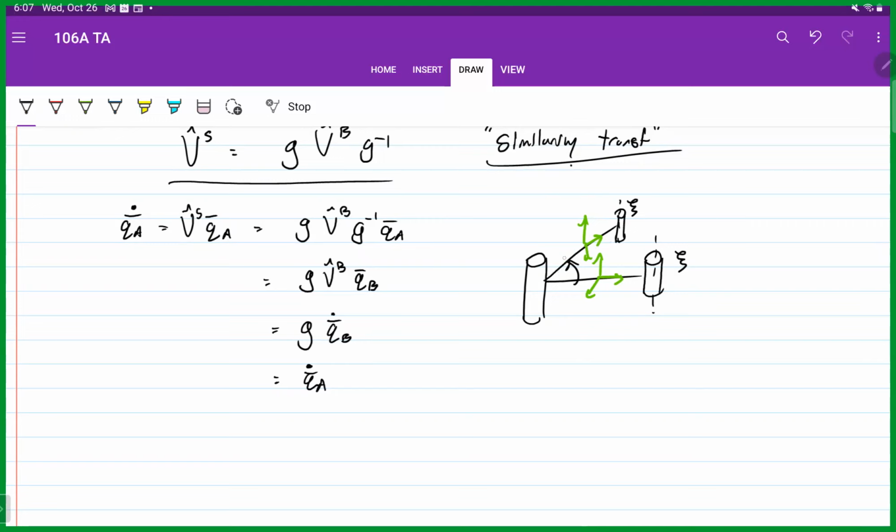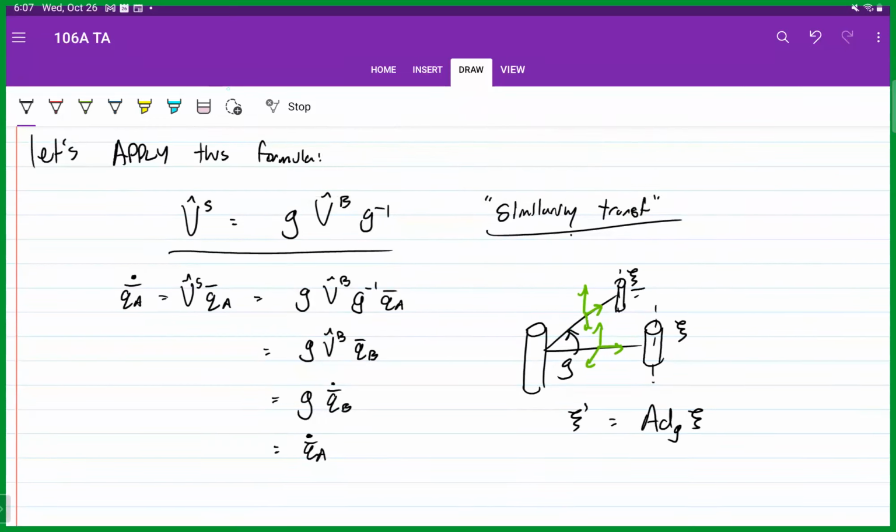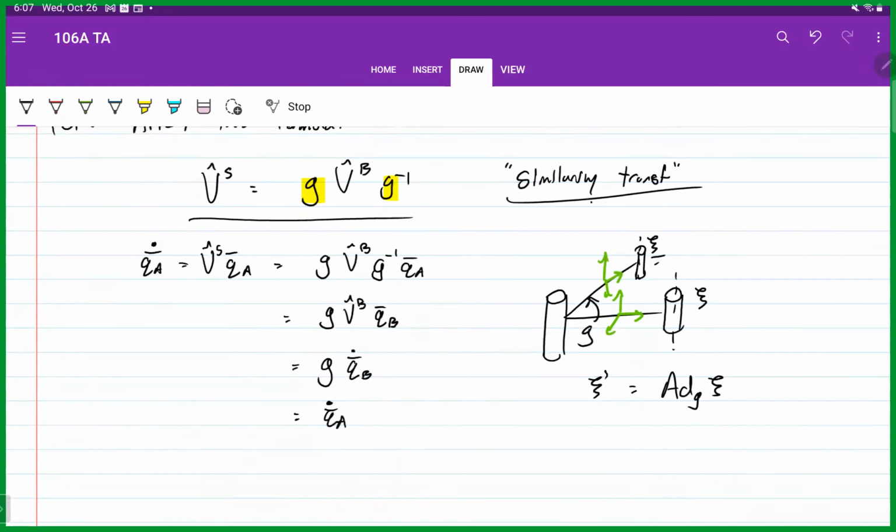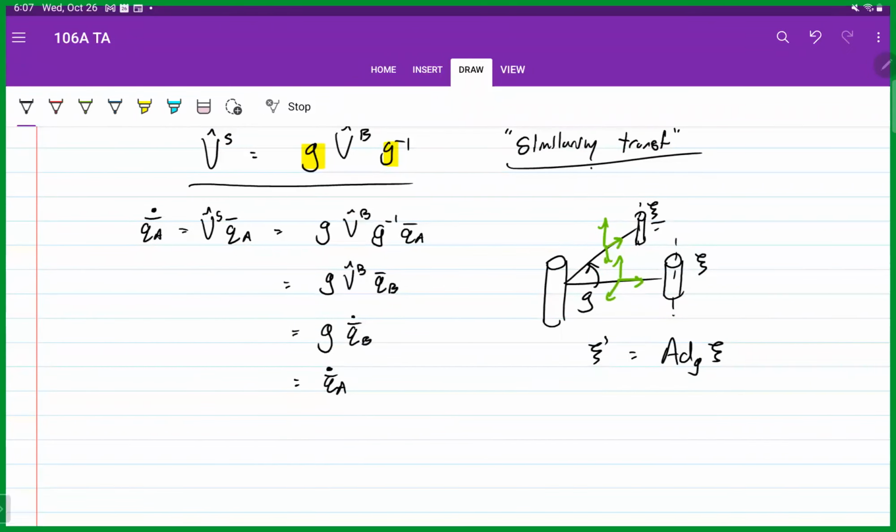So if this transformation G was associated with that rotation, to figure out our xi in the spatial frame, which I call xi prime, we just take the adjoint of that new transformation, that rotation about that axis, and multiply it by how it looks over here. Oh, yeah. This is just a term from linear algebra. If you multiply by a matrix G, and then multiply by its inverse on the other side, that's called a similarity transform. All right, great questions. Do we have any other clarifications?